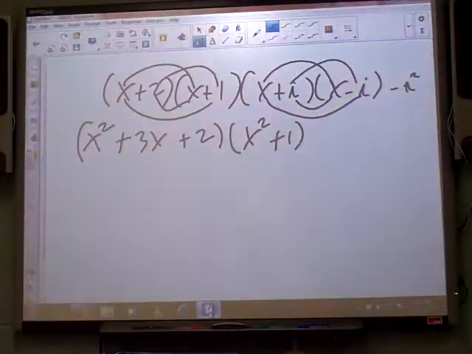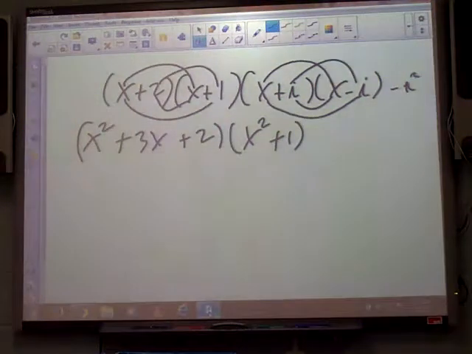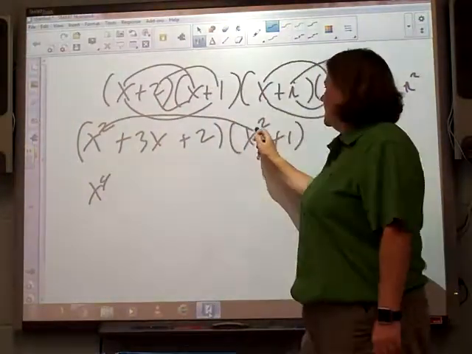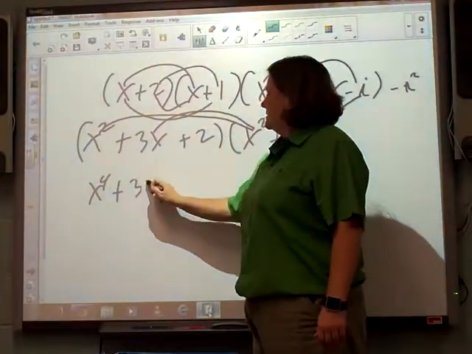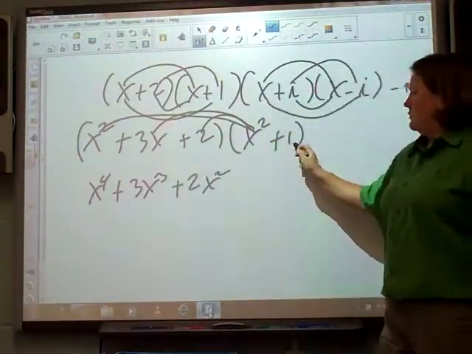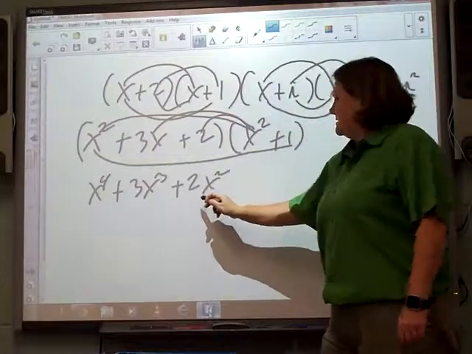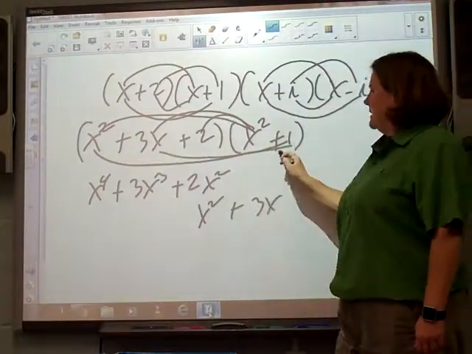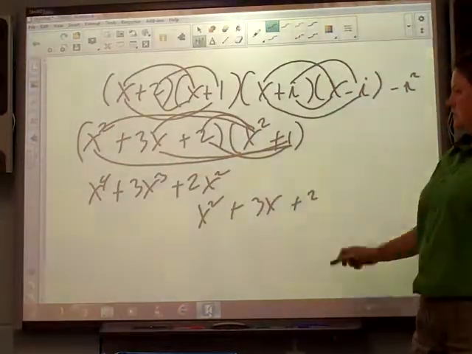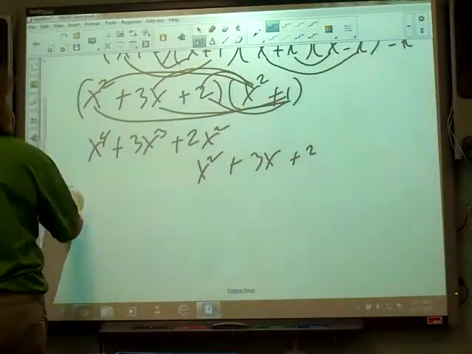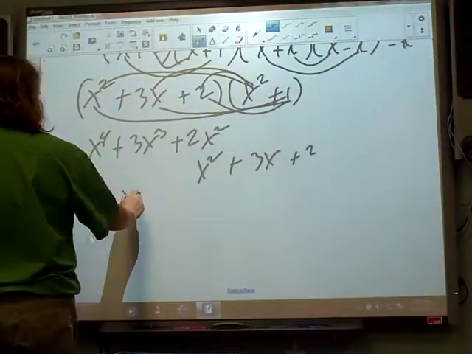So now we've got to multiply those two things together. You can distribute it either way you want. I like to distribute the smaller one, so I'm going to do x squared times x squared, times 3x, x squared times 2. Now the 1 times x squared, 1 times 3x, and 1 times 2. The only like terms I have there are my x squareds. It said to write this as a polynomial function, so make sure you use your function notation.